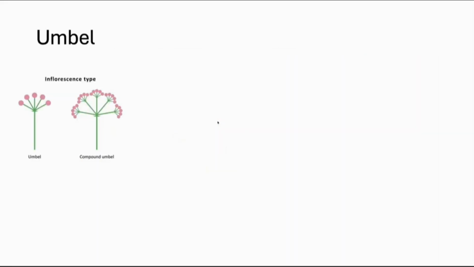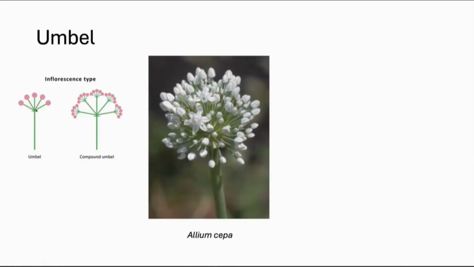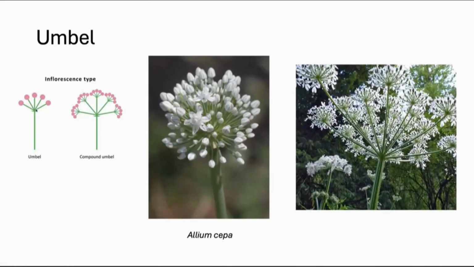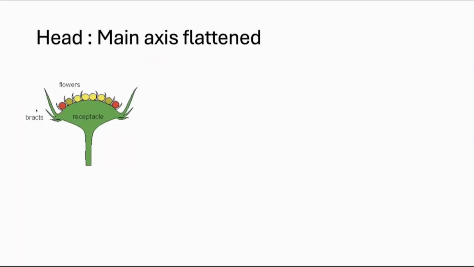And the next one is umbel. In this inflorescence also the main axis will be elongated, and at the top you will have the other florets attached to the main axis. Example is allium. Allium cepa you can see here. And this is the compound type of inflorescence. So this type we call as umbel inflorescence.